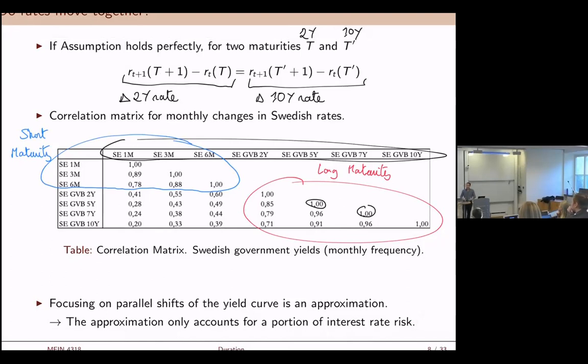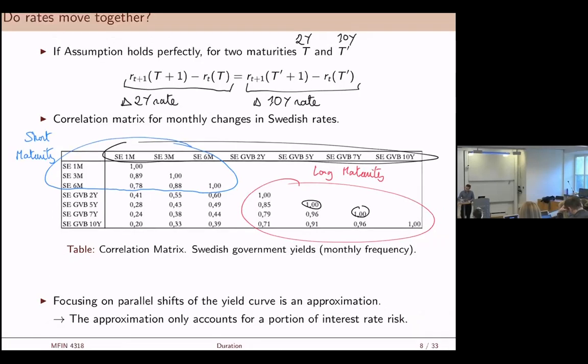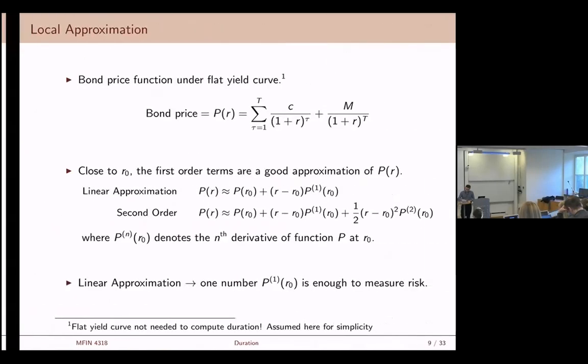Now, the yield curve might move in different ways. And later on, we will see that, if you really want to hedge all types of risks that you face with yield curve movements, you can actually do that, right? But here we're just going to focus on one measure, which is duration, which tells you how sensitive a bond or portfolio is to this parallel shift in the yield curve. So how do we do that?